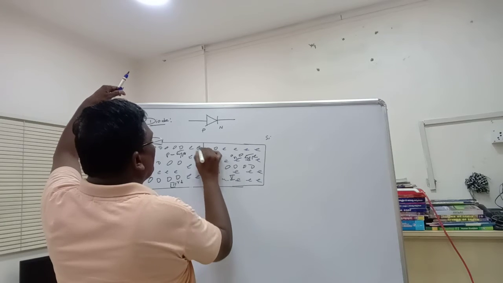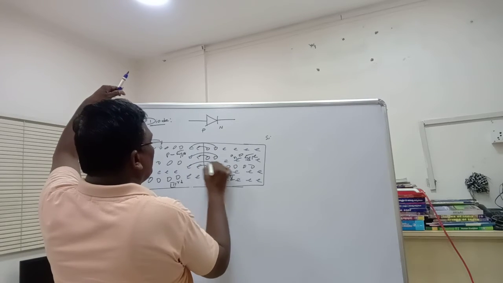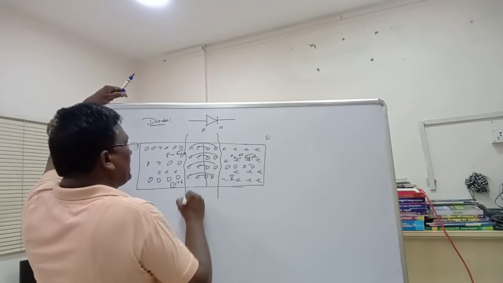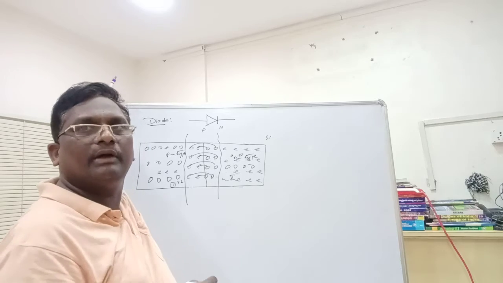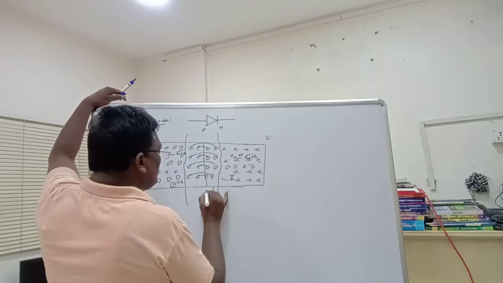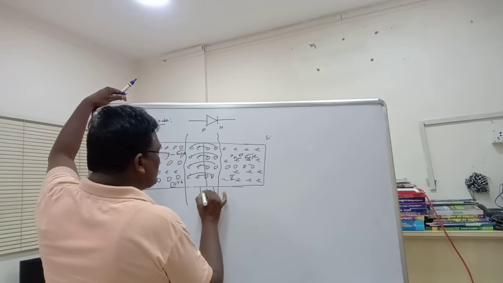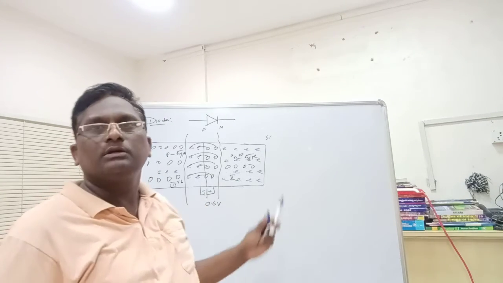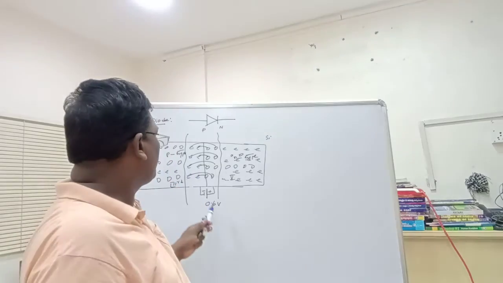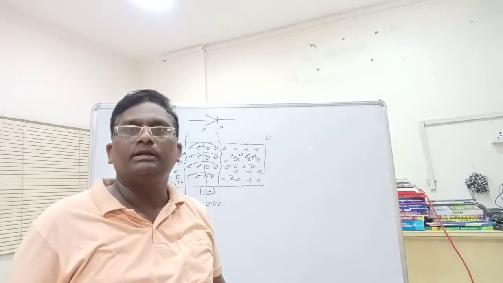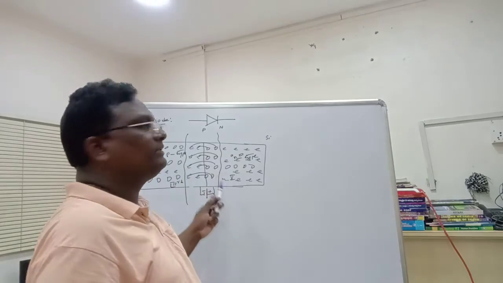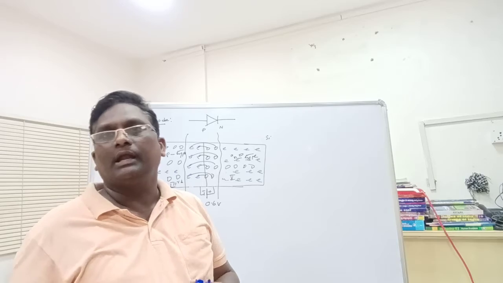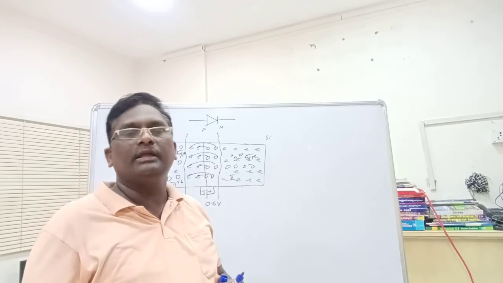Between them a covalent bond is there, and they make the barrier. That barrier is called the potential barrier. This side you have positive and this side you have negative. The value of the potential barrier is 0.6 volts or 0.7 volts. That potential barrier is generated between the P-type semiconductor and the N-type semiconductor, in the middle of the diode.